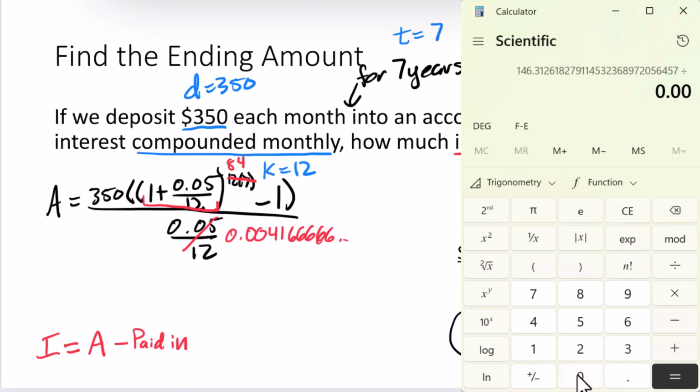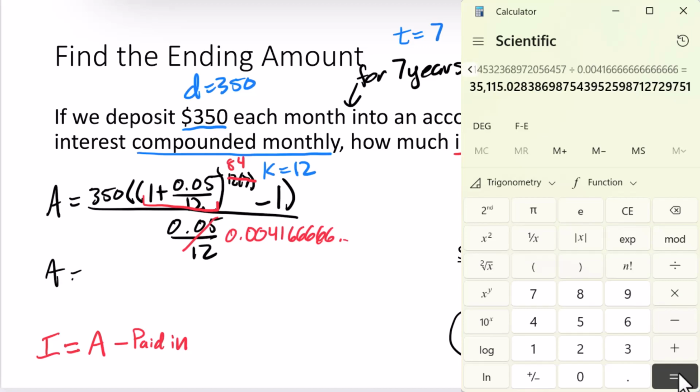So 0.00416666666666. And that ends up telling me that my total amount ends up equaling $35,115.03. And so that is the total amount that I will have in my savings account at the end of the 7 years. And so that's going to be part of my interest calculation.